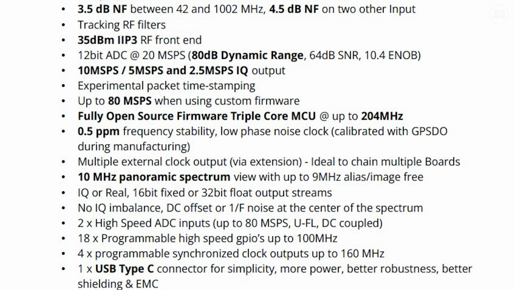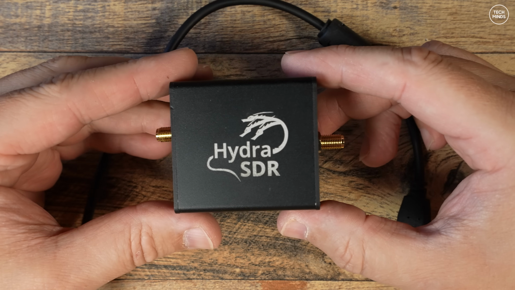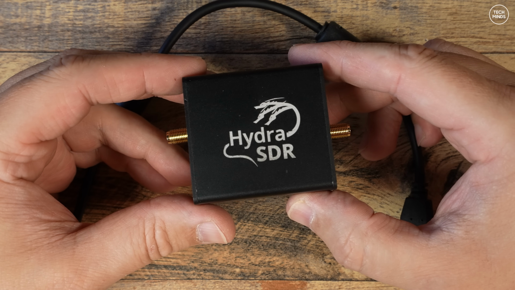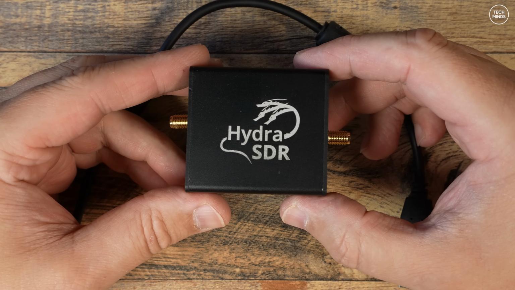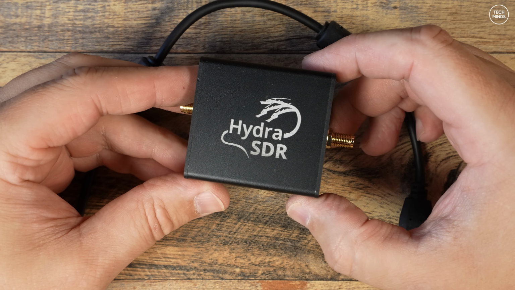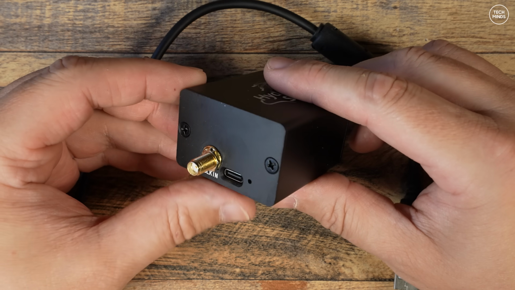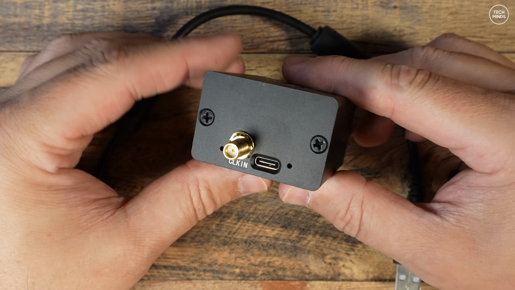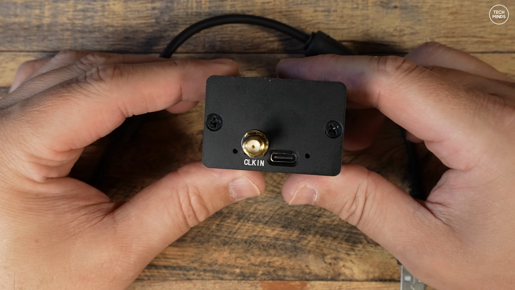So that's most of the specifications, so let's take a closer look at the hardware itself. There are 2 SMA sockets on this device. One is for the antenna and the other is for a clock in. Now this means you could run an external clock source or GPSDO like a Leo Bodnar if you wanted that GPS locked stability. Of course, there's that USB-C socket that I mentioned a moment ago.